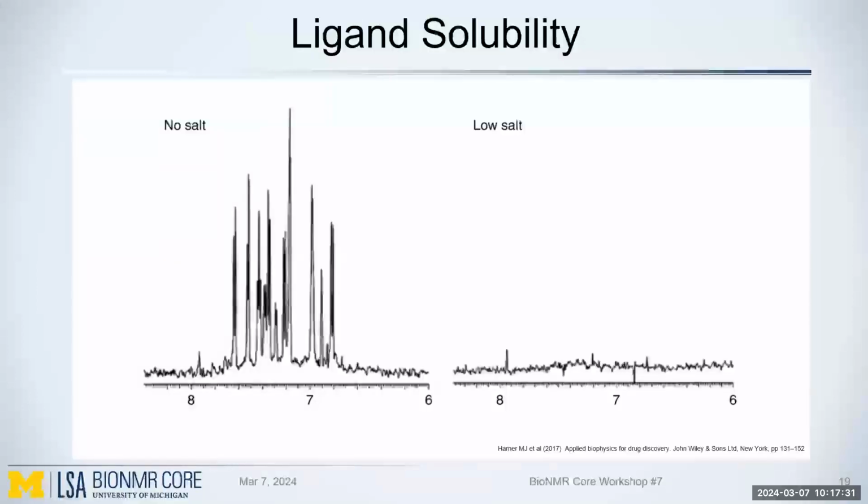Here is an example showing you how those 1D NMR spectra can be used to test the ligand solubility. So on the left, this is a 1D proton spectrum of the ligand dissolved in a buffer that contains salt. So you can clearly see those proton peaks from those ligands. However, if you dissolve the ligand in a buffer that contains low salt, then the ligand just precipitates out, and then in the 1D NMR spectrum, you can barely see the peaks from the ligand. So that tells you the ligand is not very soluble in this low salt buffer.